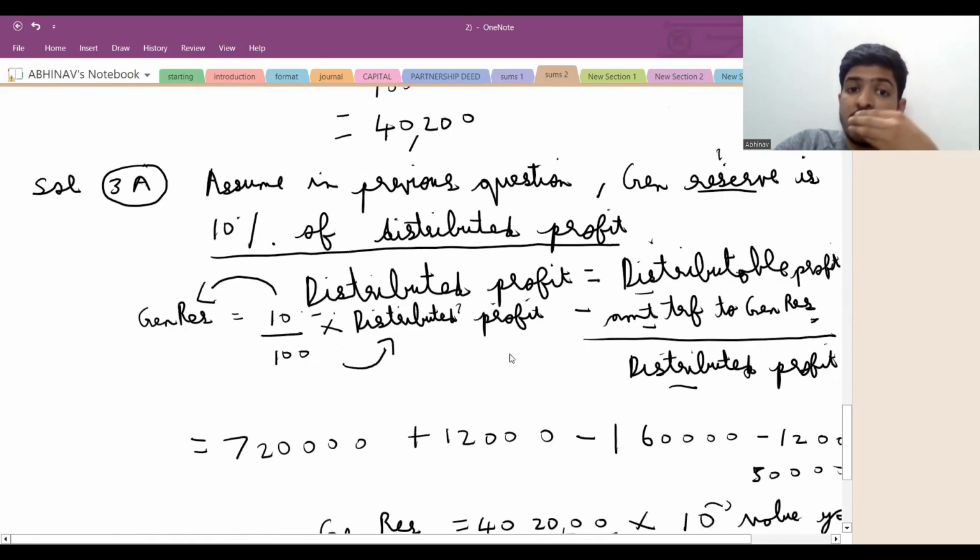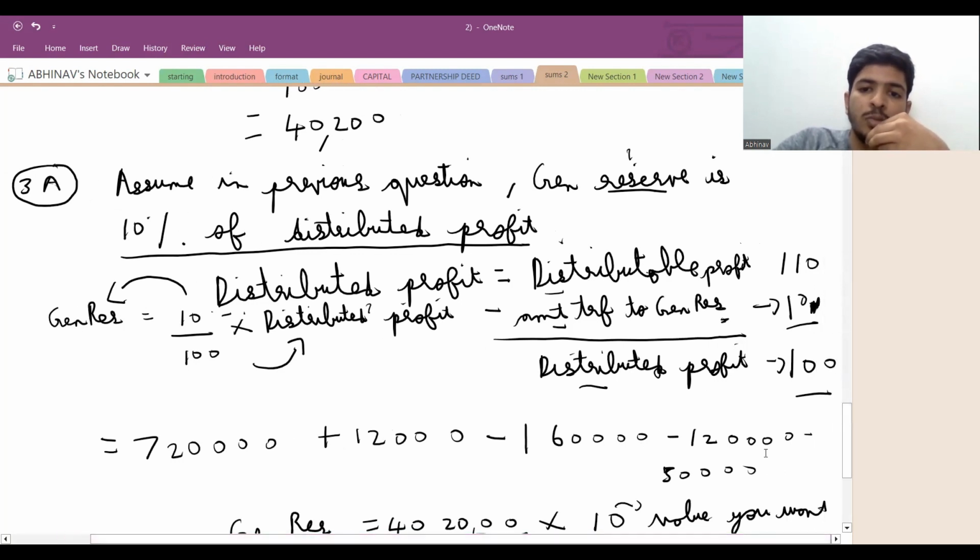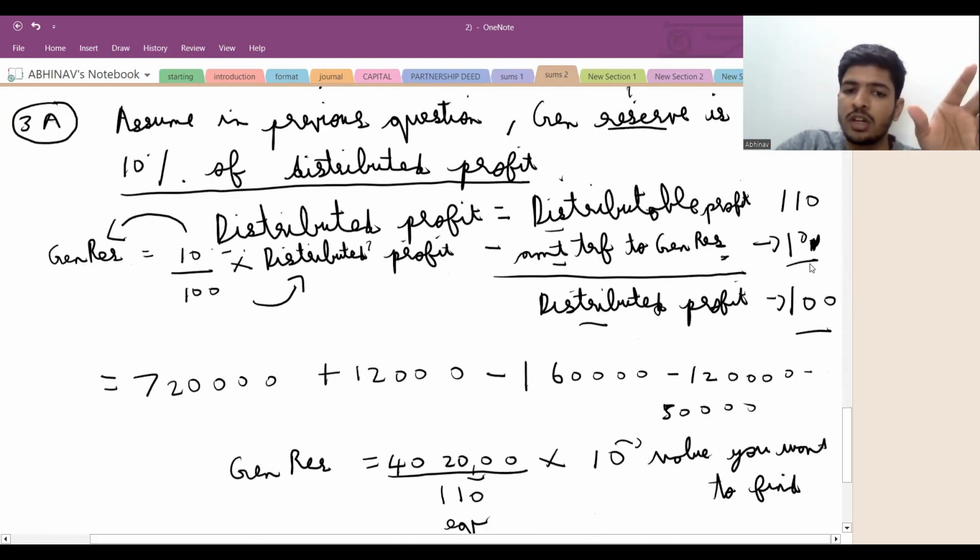Then here they're telling distributed profit. So the formula is distributable profit minus the amount transferred to general reserve equals distributed profit. Since you know the general reserve value and the distributed profit's value, you use this formula. Here, general reserve is 10% of distributed profit. You assume distributed profit to be 100. So if distributed profit is 100, general reserve is 10. To satisfy the equation, 110 will be distributable profit.